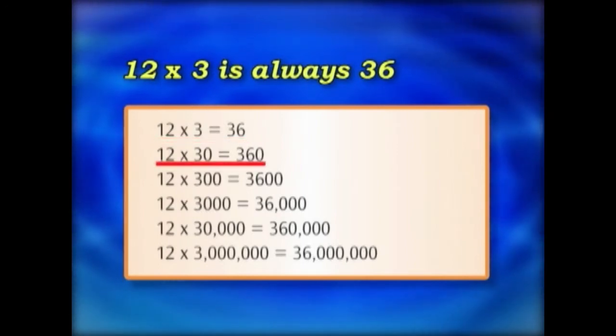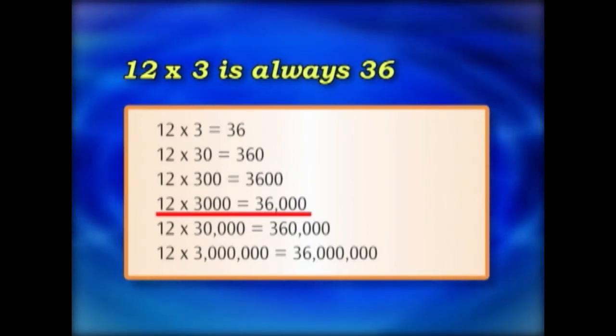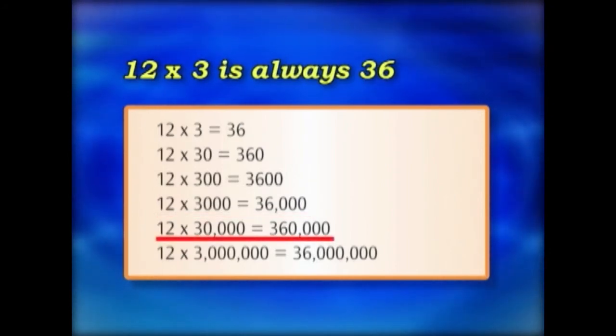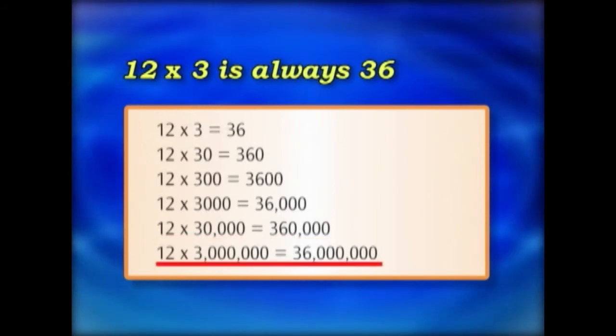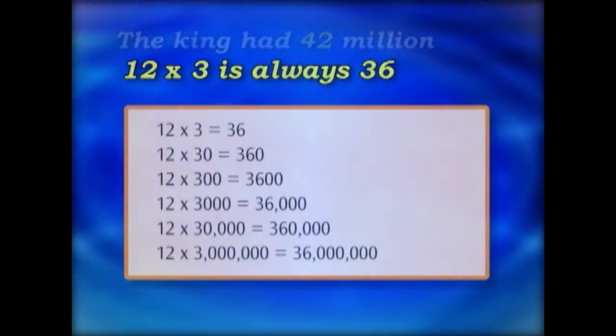12 times 30, 360. 12 times 300, 3,600. 12 times 3,000, 36,000. 12 times 30,000, 360,000. And 12 times 3 million, 36 million. You see how it works?